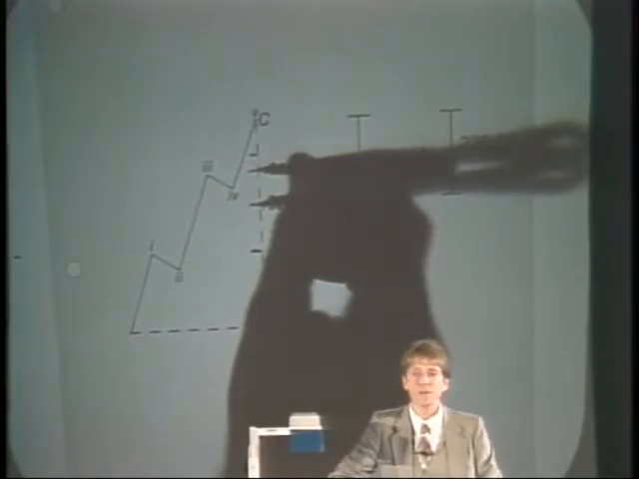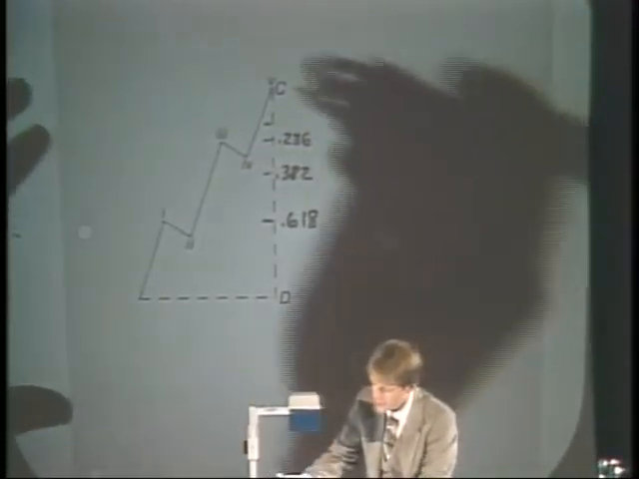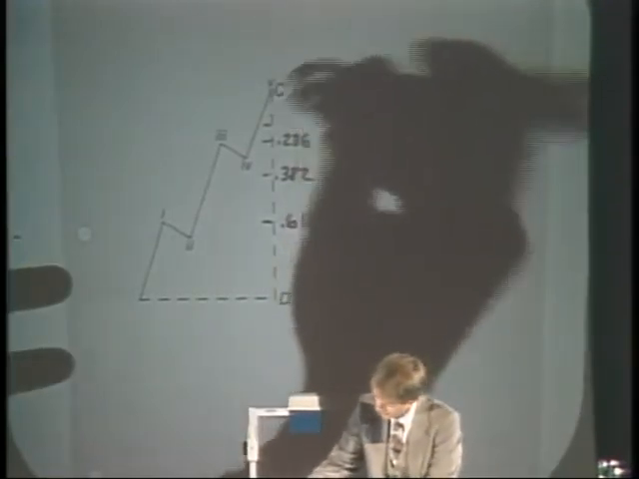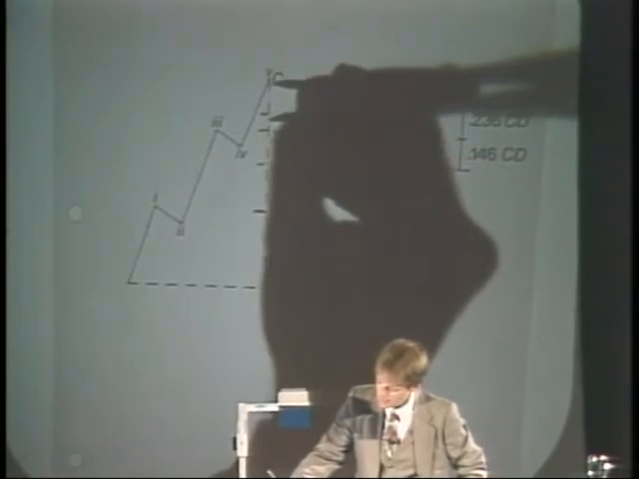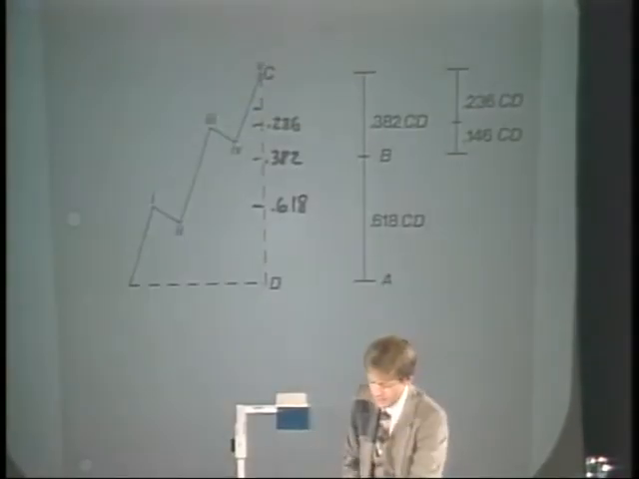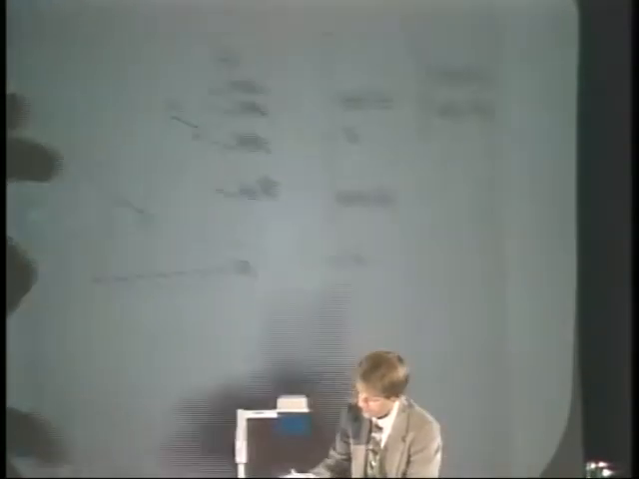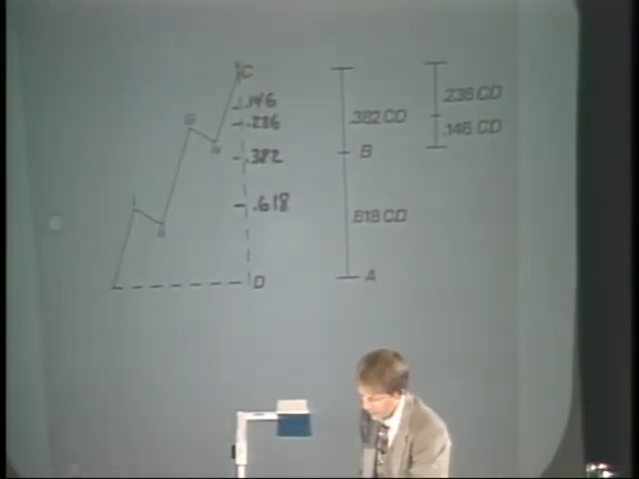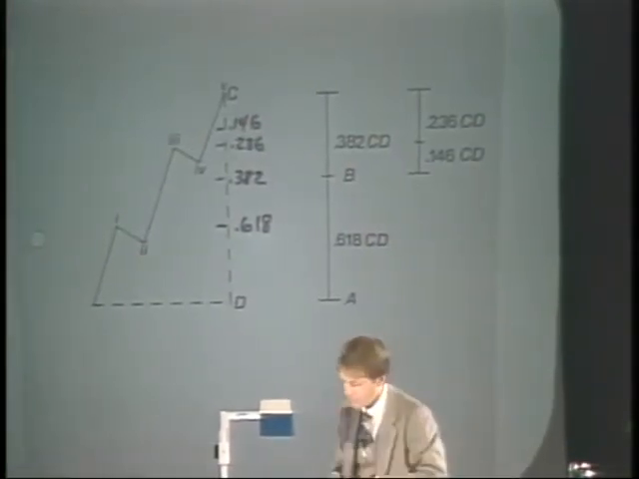I took the difference between 0.382 and 0.236, and that gives me a 0.146 distance. I subtract that from the peak and make a mark, and that's a 0.146 retracement of that entire move. Now, there is an alternate way to do that, and I'll show you very briefly.